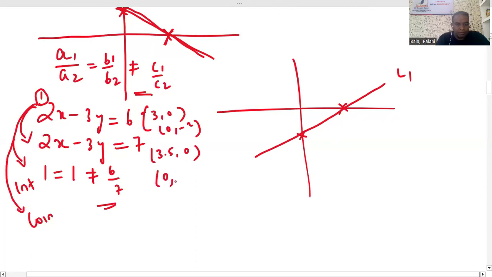0, minus 7 by 3. 7 by 3 is approximately 2.33. Okay, I'll plot it. You can take some other value also. So (3.5, 0) is here, and (0, minus 7 by 3). Okay. So this is how the lines will behave according to the equation. So I hope you all understand this.